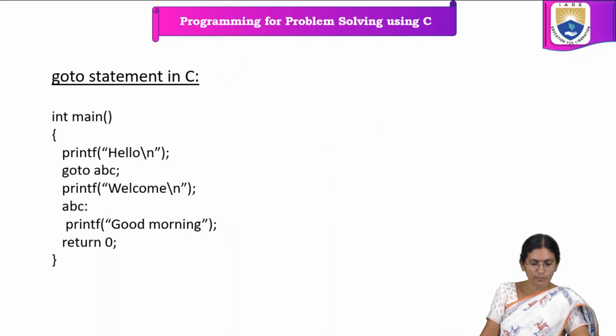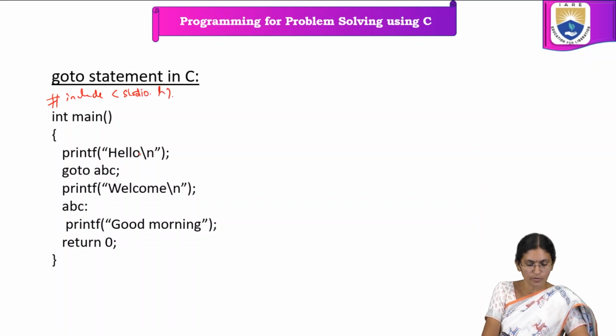So this is a simple program where you can see here I have not included stdio.h, header files are not included here. So int main. After that the first line is printf hello. So when this program is executed, hello will be printed. After that you can see here, goto. So goto is a keyword which is to be used when you want to implement goto statements in C.